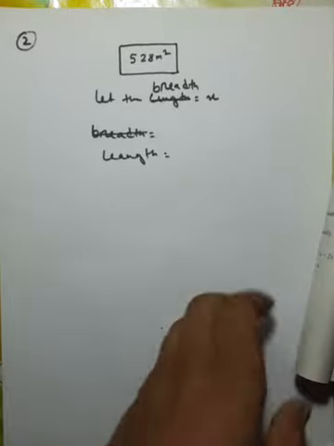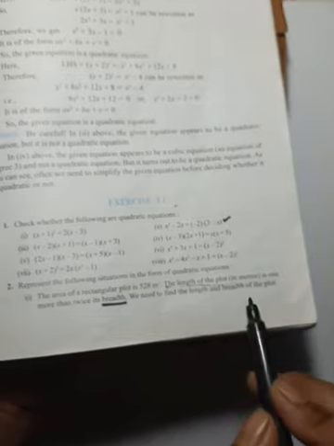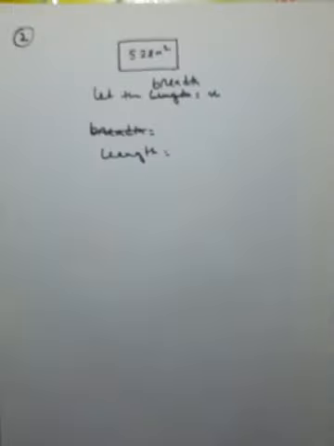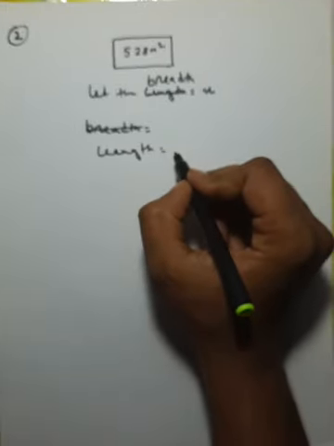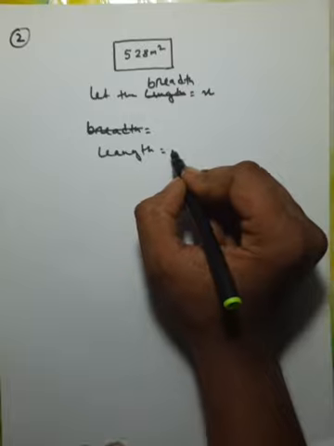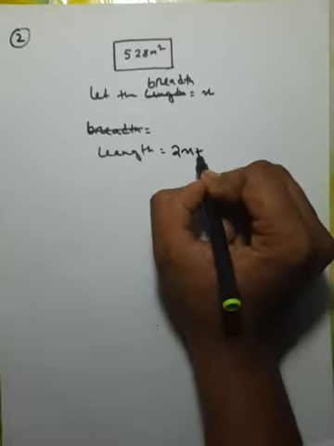So the length becomes how much? See, what is given? It is given that the length is 1 more than twice its breadth. So the length will become 2x plus 1.